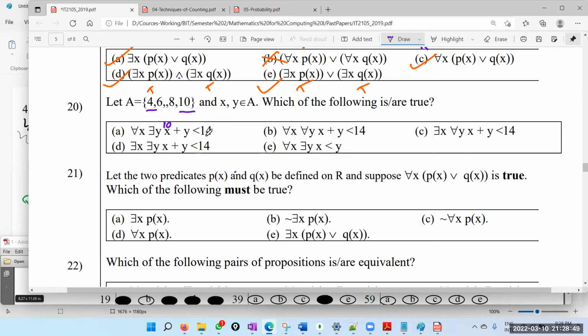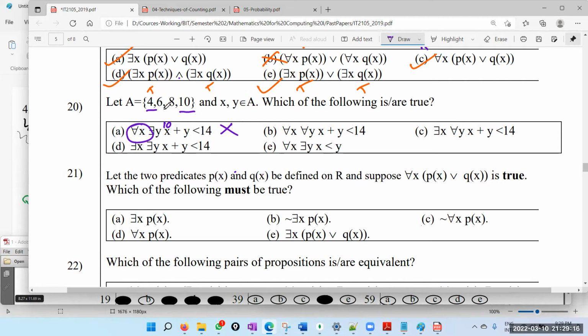No, right. So that is not correct, right? Because for all x, if you take x as 10, there is no number that when you add it to 10 gives less than 14. If y is 4, 10 plus 4 is not less than 14. If it is 6, 16 is not less than 14. So this is definitely wrong, because for all x, if we find a contradiction, we can say it is wrong. We found a contradiction.